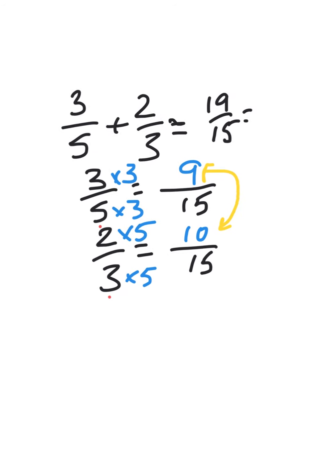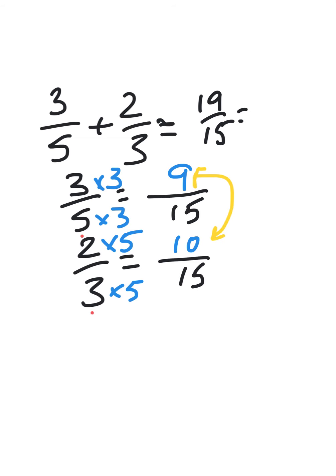You're probably noticing that 19/15 is an improper fraction. So you just have to simplify that. 15 goes into 19 one full time. And then you have 4 left over. And the bottom number always stays the same because we're still talking about 15ths. So 3/5 plus 2/3 equals 19/15, which equals 1 and 4/15.